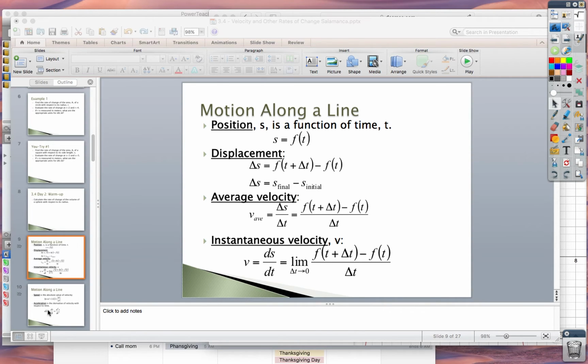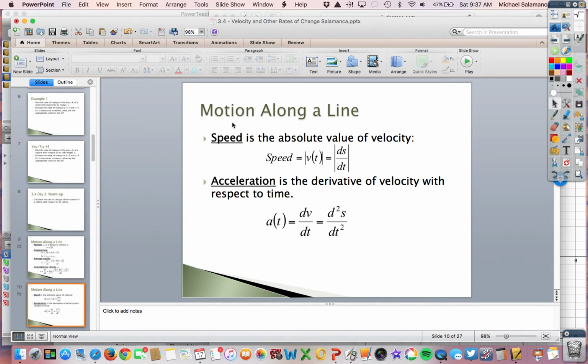So let's look at a couple example problems. Now, our motion along a line has two different things to consider, our speed and our acceleration. Our speed is the absolute value of the velocity. So basically, our speed is our first derivative at a certain point t, where t is represented by time. Acceleration is the derivative of the velocity with respect to time.